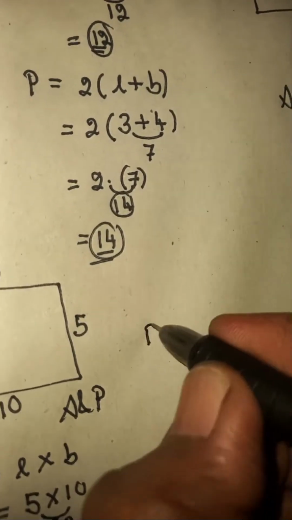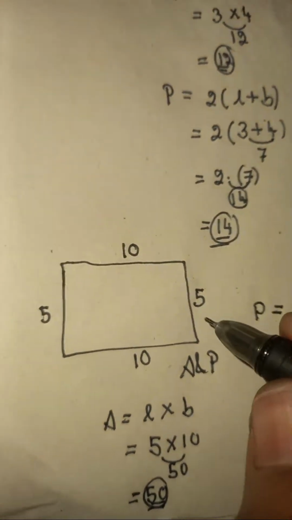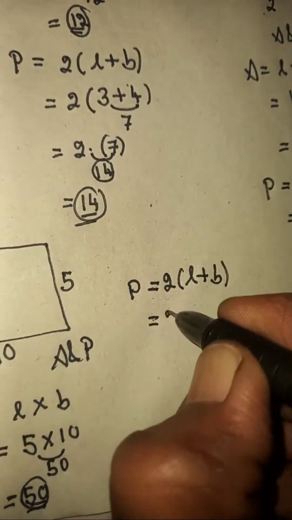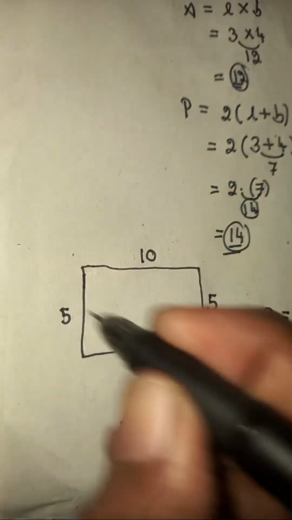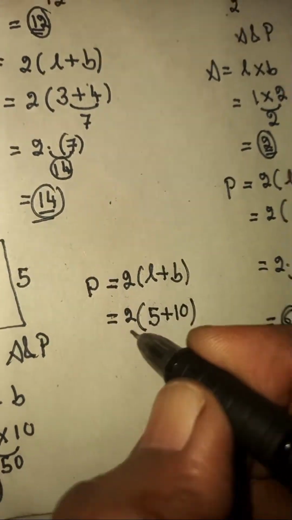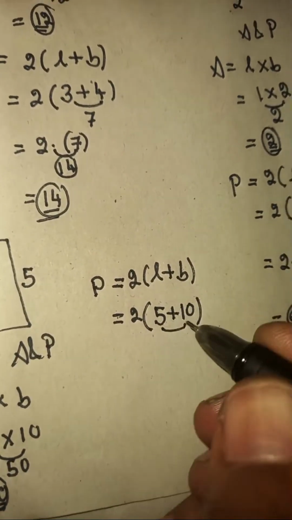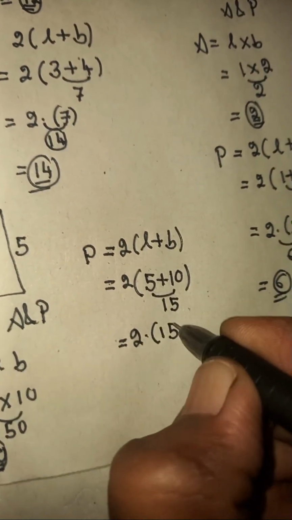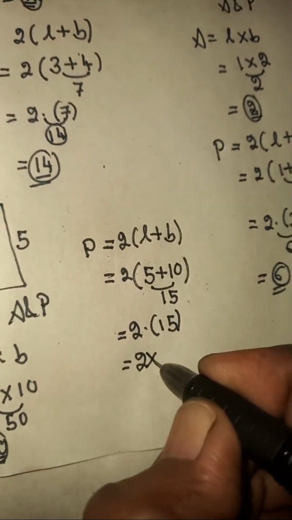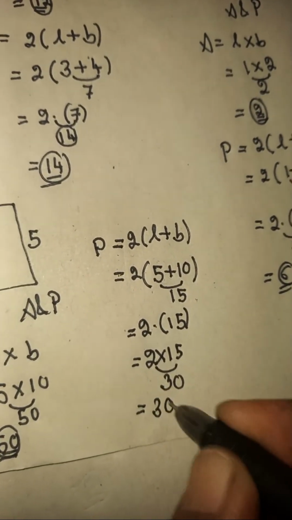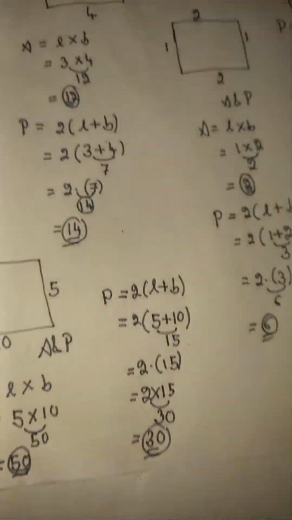And perimeter, here you can find out perimeter is 2 times length plus breadth. So it is 2 times, where length is 5 units and breadth is 10 units. It is 5 plus 10. First clear what is within brackets, that is 5 plus 10 is 15. 2 times 15. You can rewrite it if you get confused as 2 times 15, which remains as 30 units.